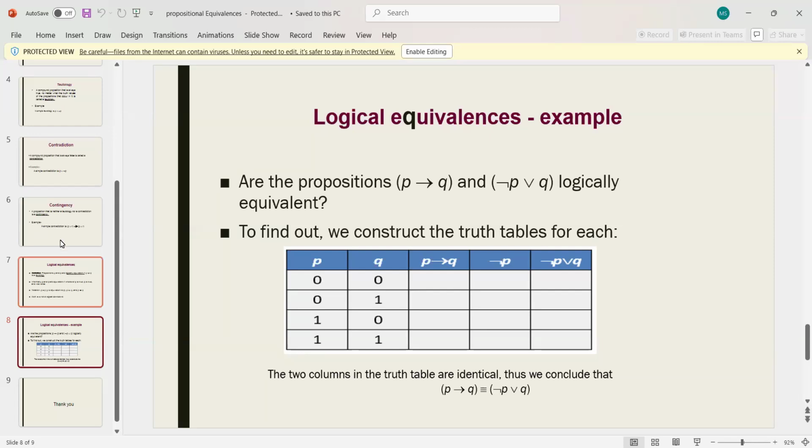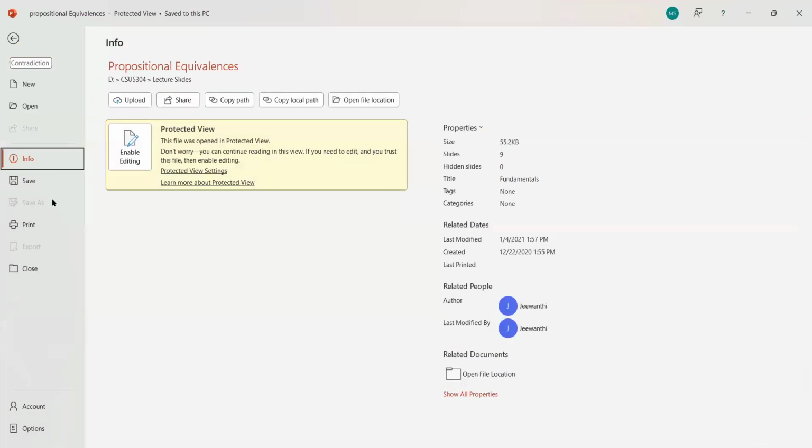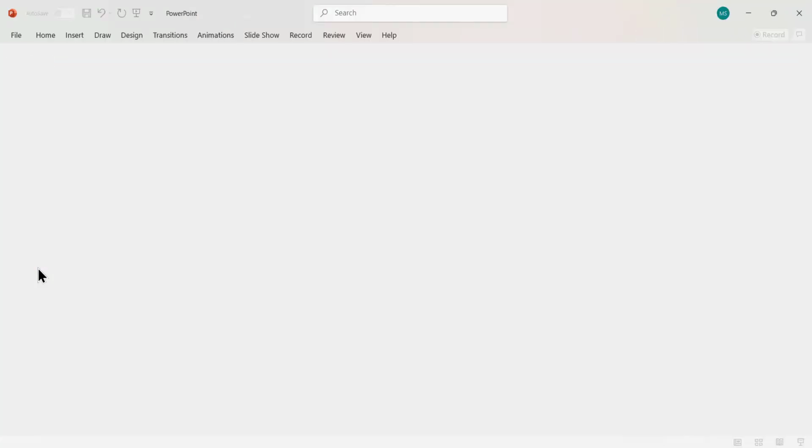Now, equivalence means if you get the truth values of two columns equal, that table is known as logical equivalences, right? I will send this slide after editing.